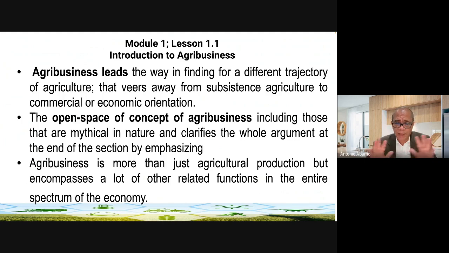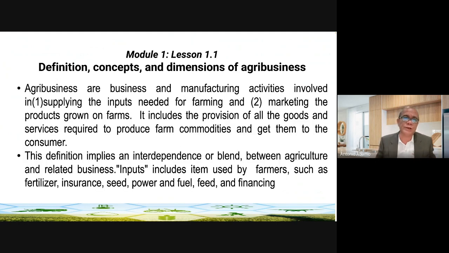If you're describing an elephant, agricultural production is just part of maybe the trunk, maybe the body, but it's not the whole elephant. The whole elephant is many other parts yet to be discovered. So it's agribusiness that defines the depth, the breadth, and the scope of agricultural production.